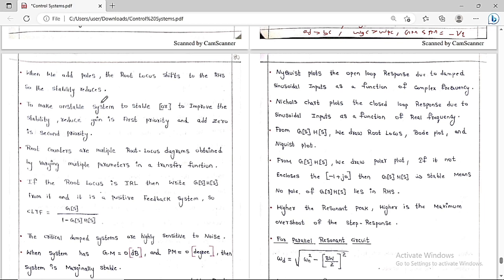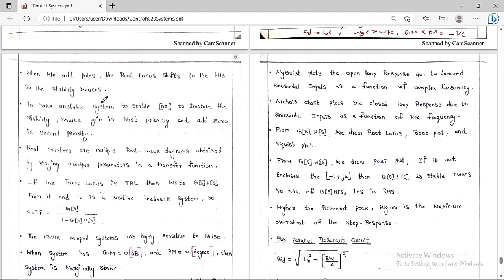So finally I can say whenever we add zeros to the open loop transfer function, the root locus is going to shift to the left half of the S-plane. So the system becomes more and more stable. But if we add poles to the open loop transfer function, then the root locus is going to shift to the right half of the S-plane. So therefore the system is said to be unstable.